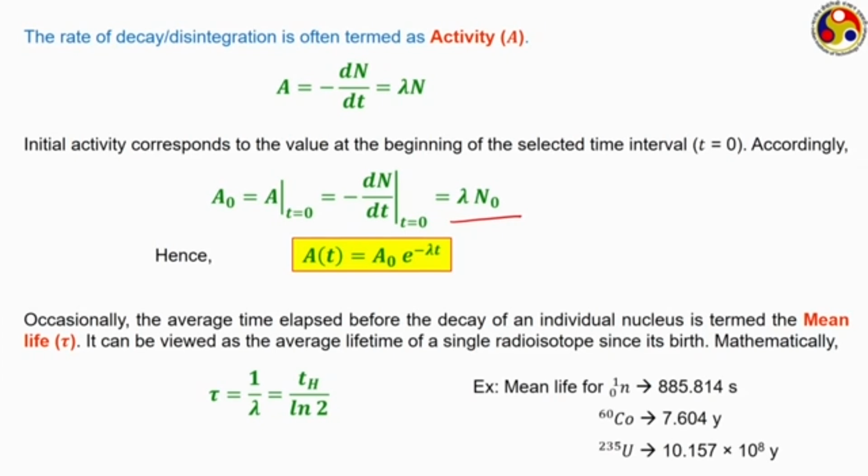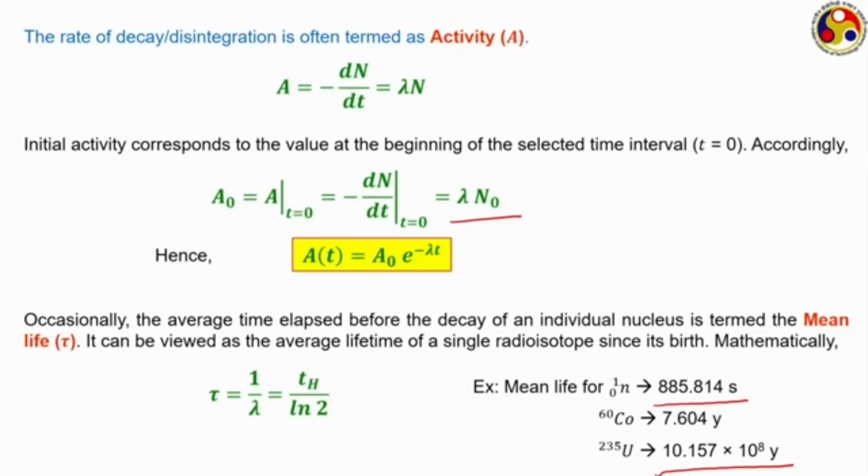There are a few examples of the mean life. As we have seen, a free neutron undergoes a very prompt decay because its half life is extremely small. Accordingly, its mean life comes to be only 885.8 seconds, whereas uranium 235 has a mean life of the order of 10 to the power 9 years.